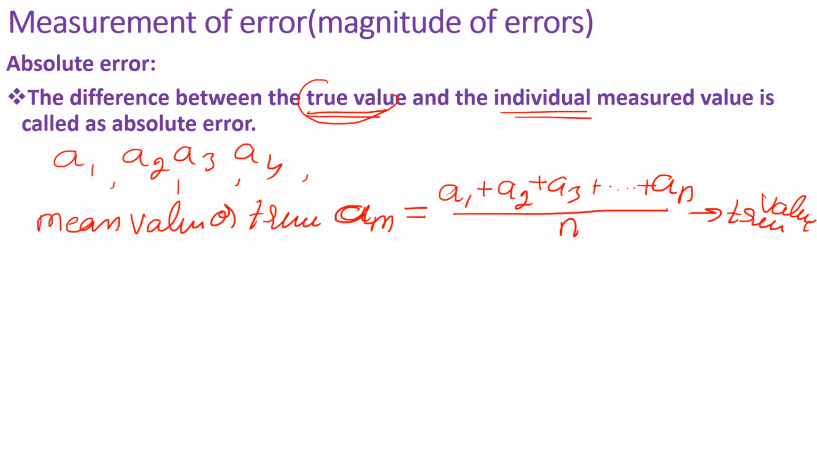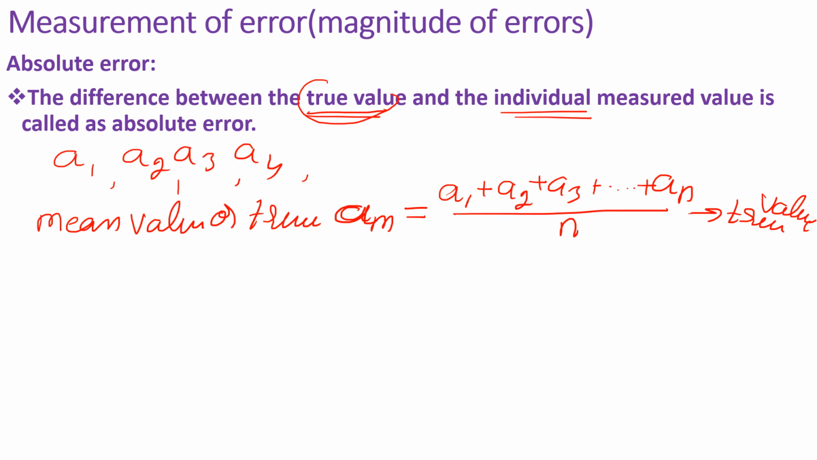Now, by knowing about the true value, what is the individually measured value? All these A1, A2, A3, etc., up to AN, are called the individually measured values. So by knowing about individually measured values and the true value, we shall see what an absolute error is. It is the difference between the true value and the individually measured values. That means there will be as many absolute errors as there are values. How to represent absolute error?